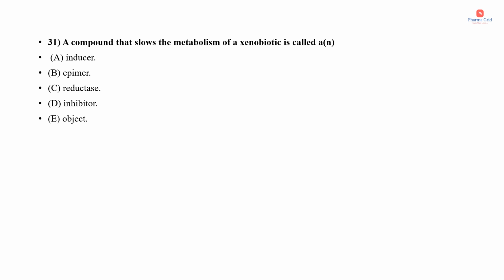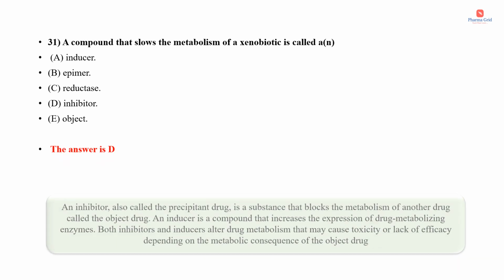So let's continue with the remaining question discussion series. Question number 31. A compound that slows the metabolism of a xenobiotic is called as. The options are inducer, epimer, reductase, inhibitor, object. Here the correct answer is option D, that is inhibitor.